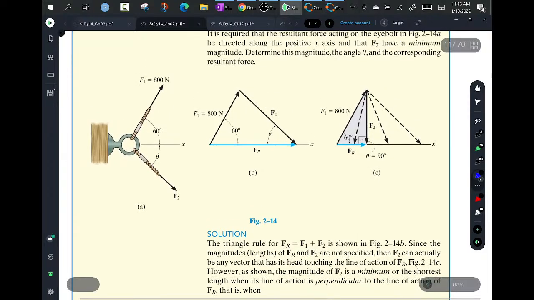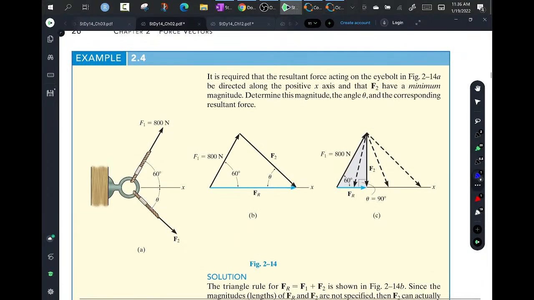Here you have another case like this, and this is the whole point. The required resultant force acts along the eye bolt, to be determined along the positive axis, such that F2 has a minimum magnitude. This is the F2, by the way. So here's what we're going to do again. Let's assume that this is to scale, and this is 800. And then I'll just draw a line that just continues down to here.